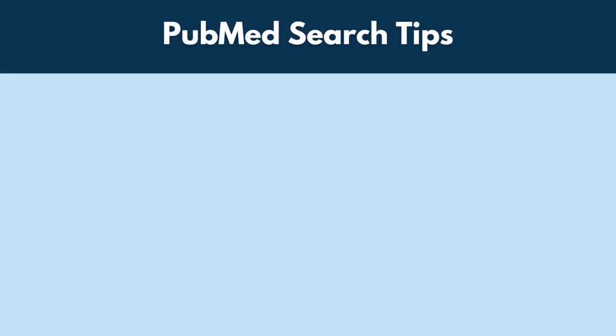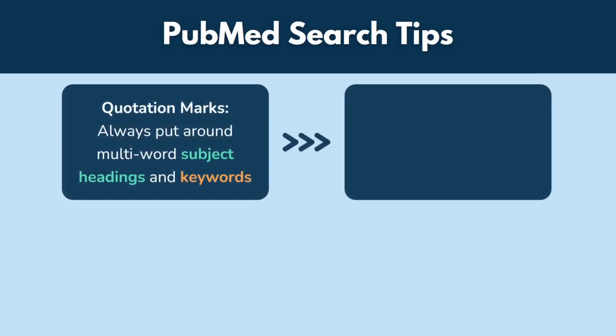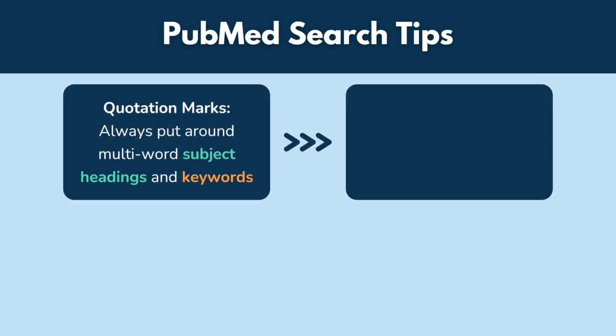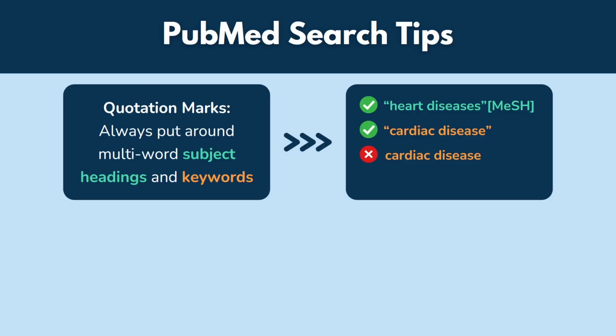Here are a few tips for when you create your PubMed search. Make sure to always put quotation marks around your subject headings. Quotation marks are also required when using multi-word keywords because it tells PubMed to search the keyword as a singular phrase rather than two separate terms. There is no need to put quotation marks around a keyword that is a single word.